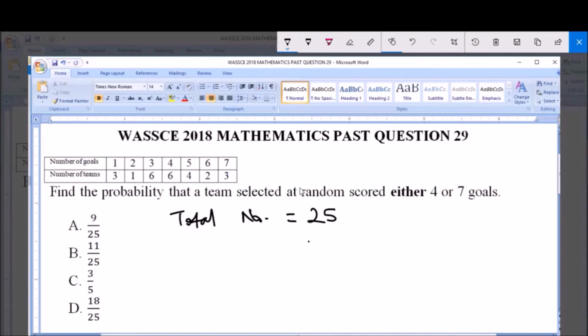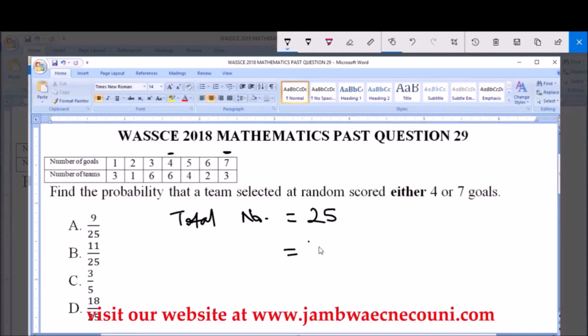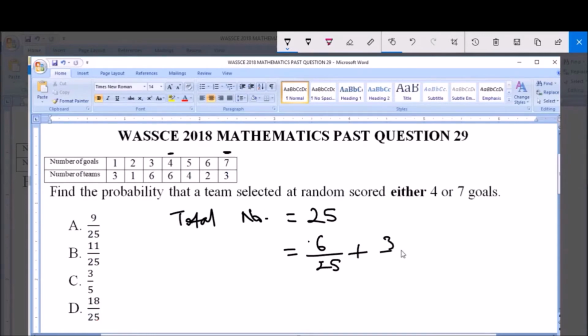Now the probability that a team selected at random scored either 4 or 7 goals is this. So we're looking at this box and this box. Now teams that scored 4 goals is 6 teams, so the probability is equal to 6 over 25 plus, now teams that scored 7 goals are 3 teams, and that is 3 over 25. Now this will be equal to, with LCM 25, 6 plus 3, which is equal to 9 all over 25. So the probability of teams that scored either 4 or 7 goals is 9 over 25, and that is option A.